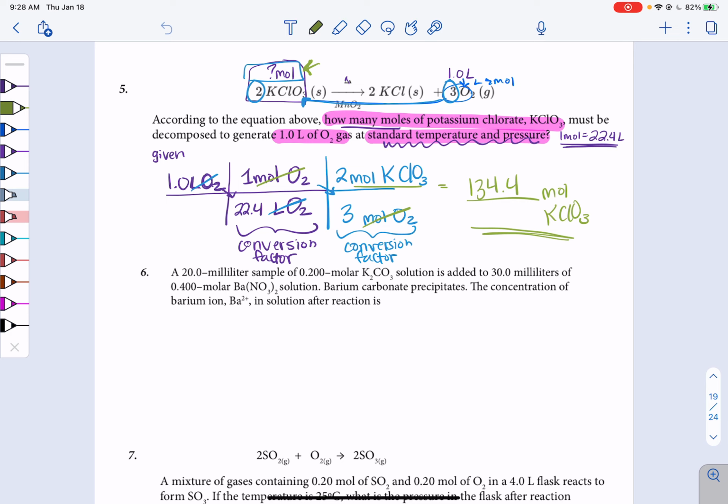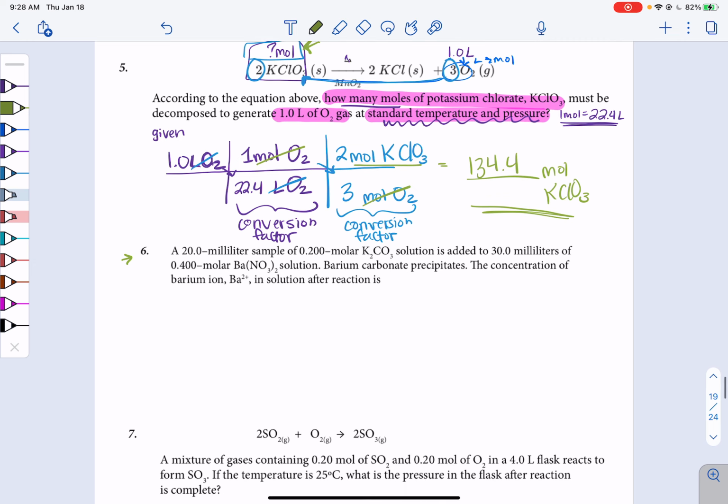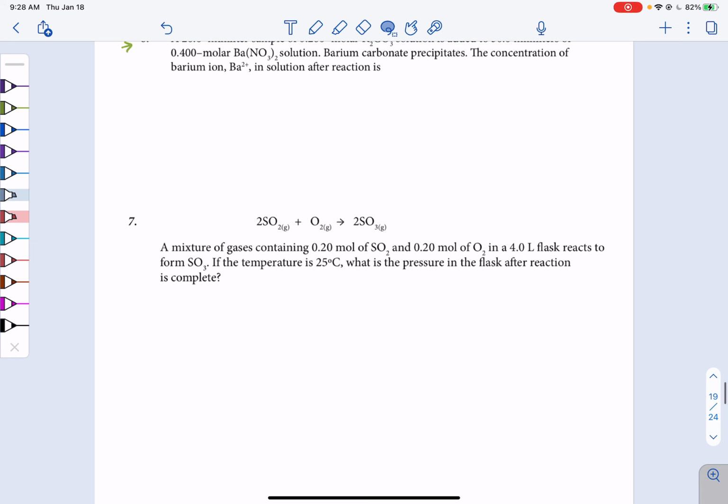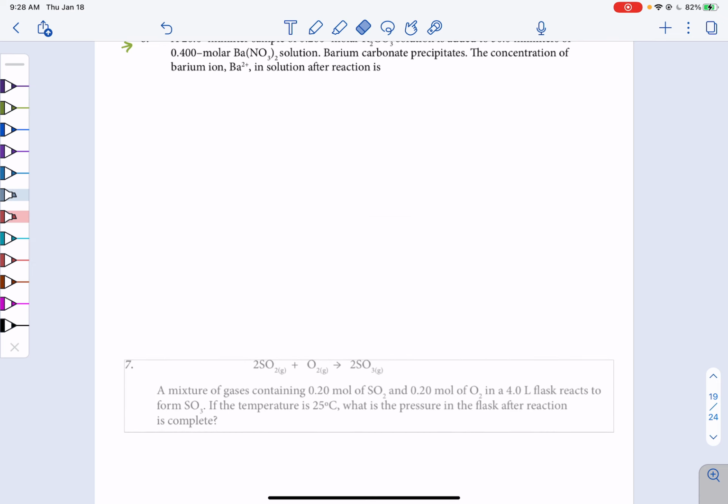Okay, number 6 is a 20.0 milliliter sample of the 2.2 molar potassium carbonate. Now, I will say that we already worked this one in class and we got pretty far, but we didn't finish it. So I'm just going to jump ahead to where we were at that point. I think we made the equation first. I'm probably going to have to move this down so that we have more space.